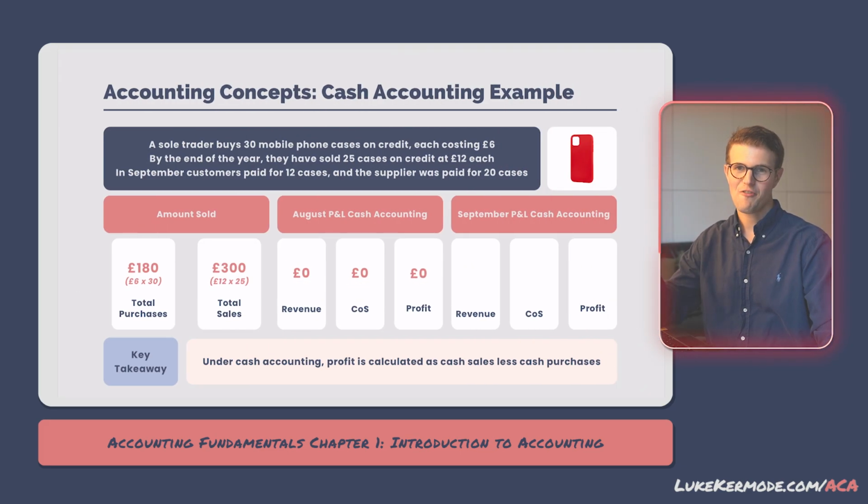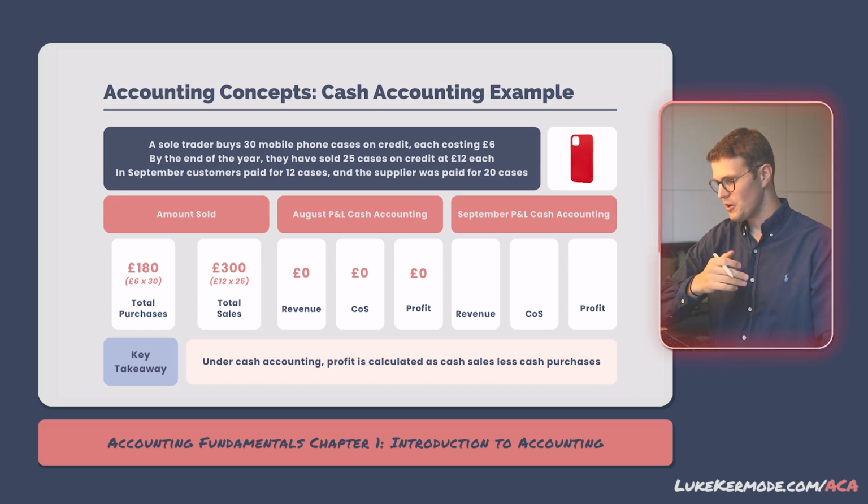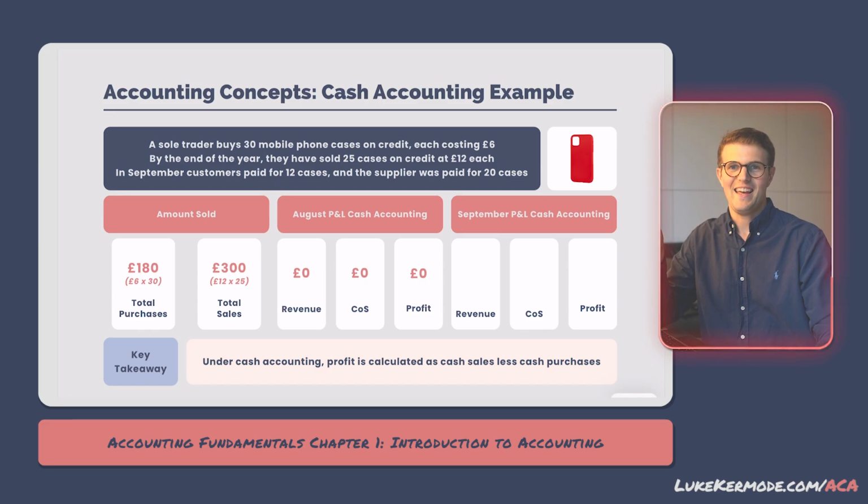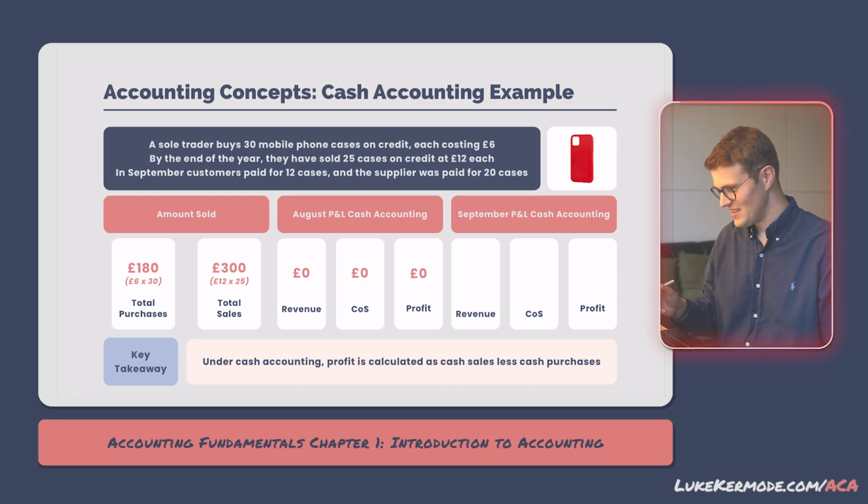So let's have a look at the same phone case example now, but this time through the lens of cash accounting. So the sole trader purchases 30 phone cases on credit, costing £180 in total, but the catch here is that they haven't paid the supplier yet. On the sales side, they sell 25 cases at £12 each, making £300 worth of sales, but those customers haven't paid yet either. So under cash accounting, none of these transactions are recorded in August.